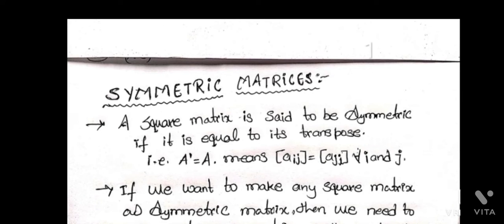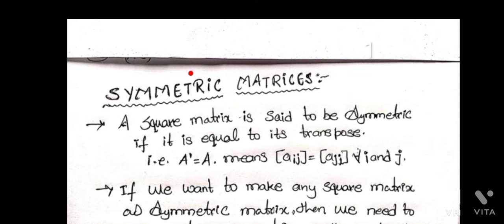Today we are going to discuss symmetric matrices. Starting with the symmetric matrix. What is a symmetric matrix? As you might be thinking, a symmetric matrix would probably be a matrix which is symmetric in figure. It is somewhat similar to that, but a square matrix is said to be a symmetric matrix if it is equal to its transpose.